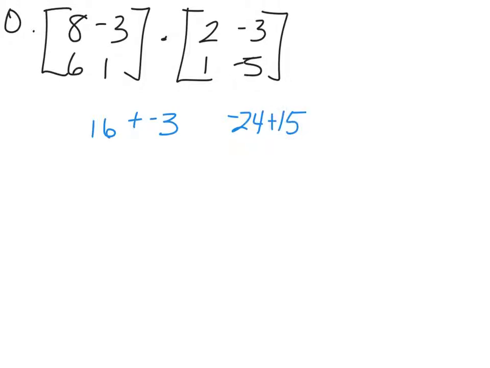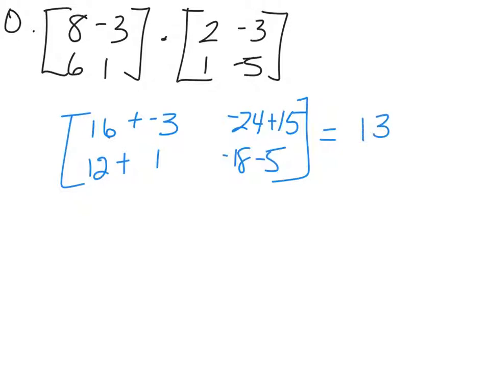Does everybody see where I'm at? 8 times 2, first times first, second times second, negative 3 times 1. Then we start over, second row, first column. 12 plus 1, and negative 18 plus negative 5. I always put the brackets on at the end because I never know how big I'm going to need them. So 13, negative 9, 13, negative 23.